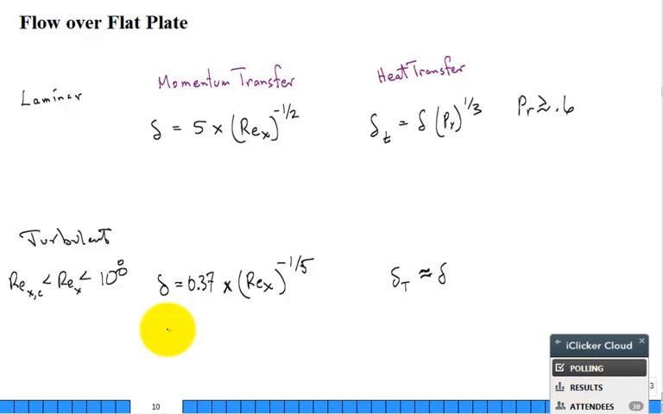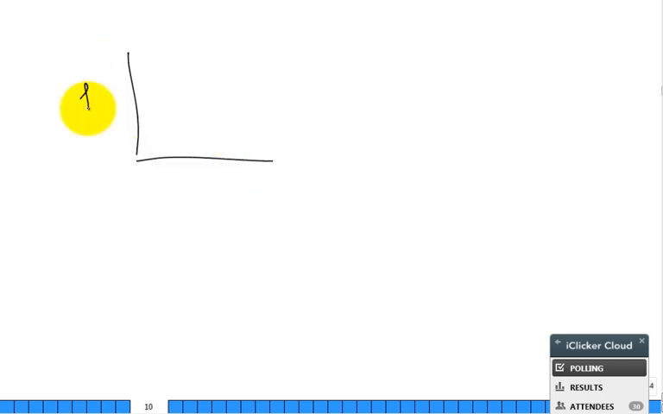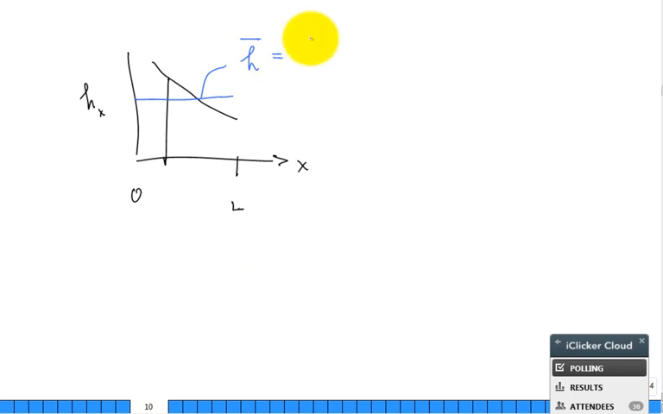So let me insert another page. Insert, new page. So if I have h as a function of x and somebody plots it like that, what they're really giving you is h of x, the local value. At this x, I get that h. All right. Somebody says, I want to go from 0 to L, and x is going out this way. And I want you to give me h bar. How would you do that? h bar is 1 over L, integral from 0 to L of h of x dx.